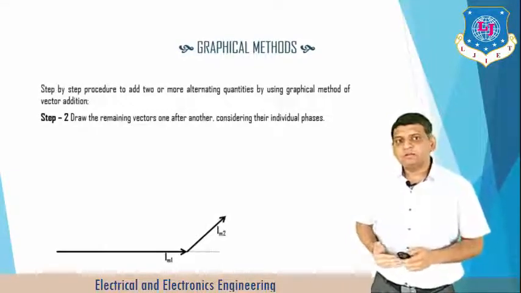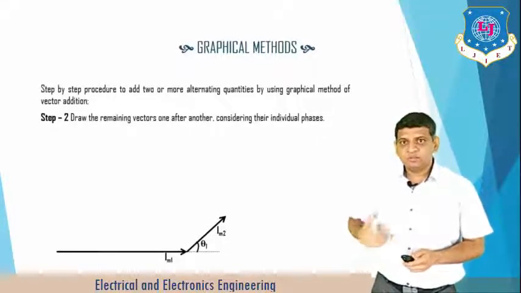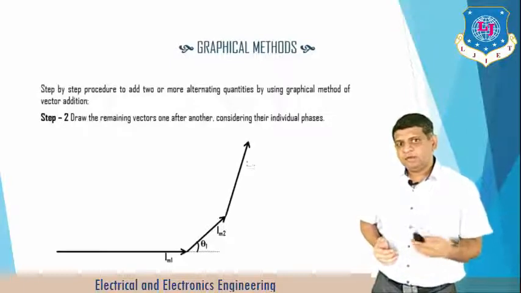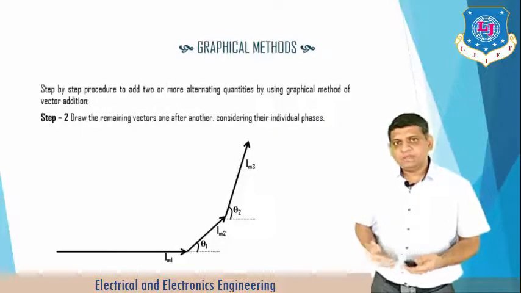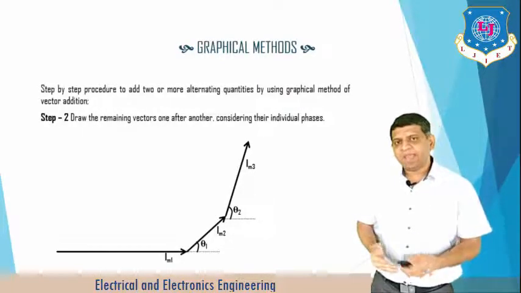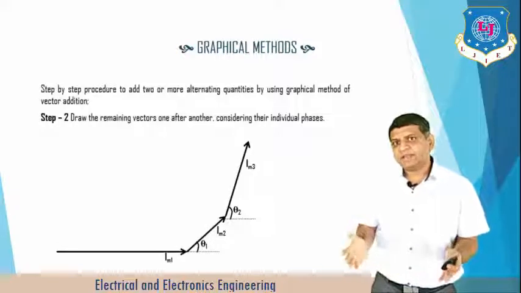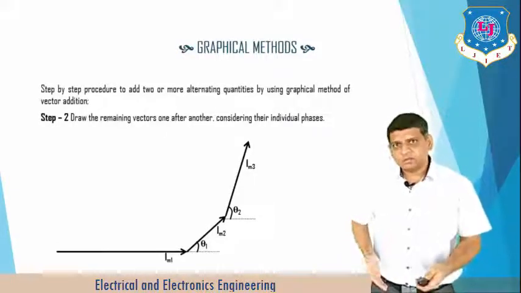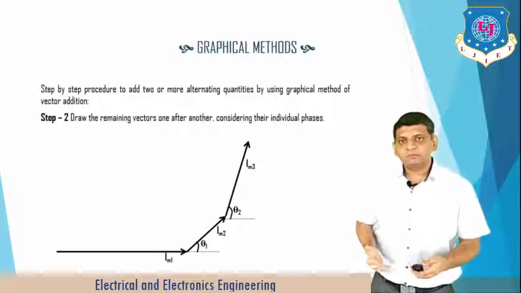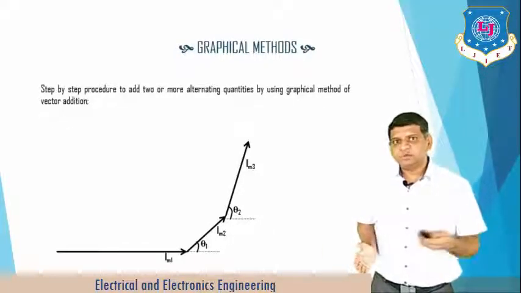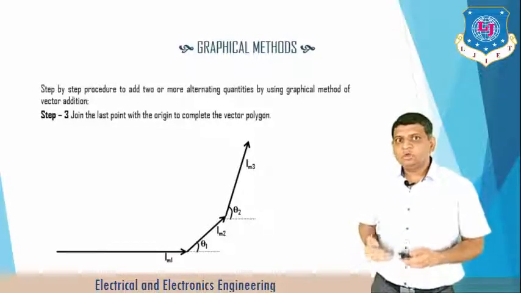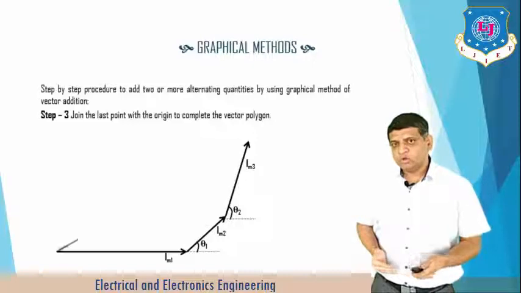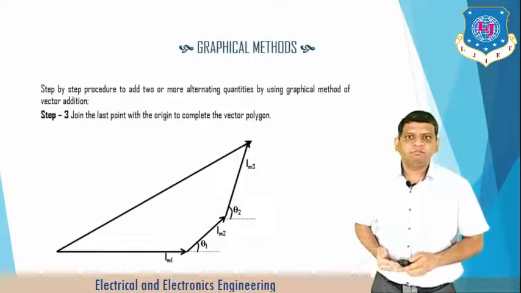I am taking another vector having the angle theta 1 and magnitude Im2 with respect to the first one, and with respect to the second one I am taking my third vector representing the magnitude Im3 with the angle of theta 2. Now there are three vectors. This is the graphical method. Your resultant vector is always connecting the first point with the last point. So you can see here, join the last point with the origin to complete the polygon. This is called my resultant vector, right?